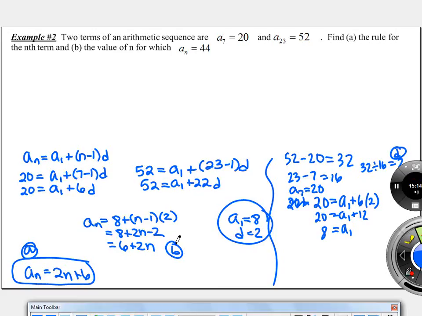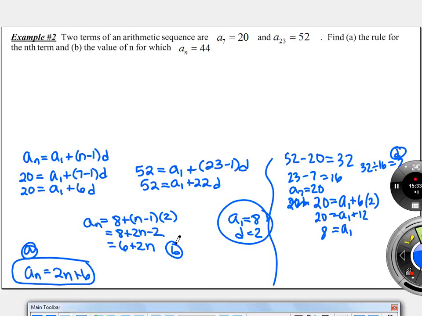Good. The place it comes in the sequence. Which term is actually equal to 44? And judging by the fact it's increasing, and they already told me the 7th term was 20 and the 23rd term was 52, I would bargain it's somewhere between the 7th and the 23rd term, just as a mental thing to help me be confident in my answer later.